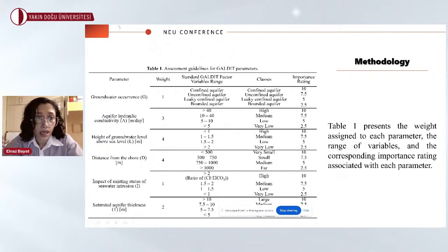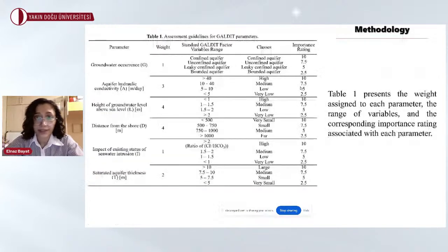As you can see in this table, that is a reference table, you can see parameters, weight, standard GALDIT factor variable range, classes, importance rating, and as you can see, the L and D parameters affect the groundwater vulnerability assessment more than others, and our aquifer is both confined and unconfined, which rates the highest vulnerability.